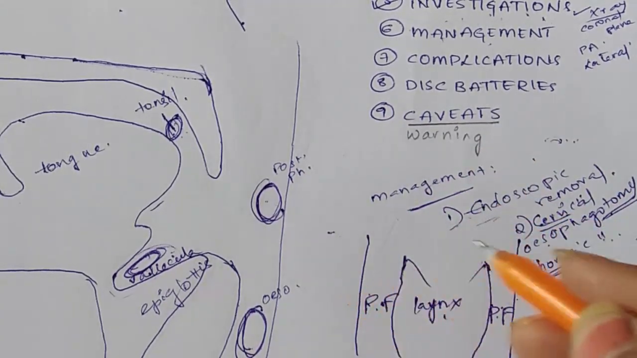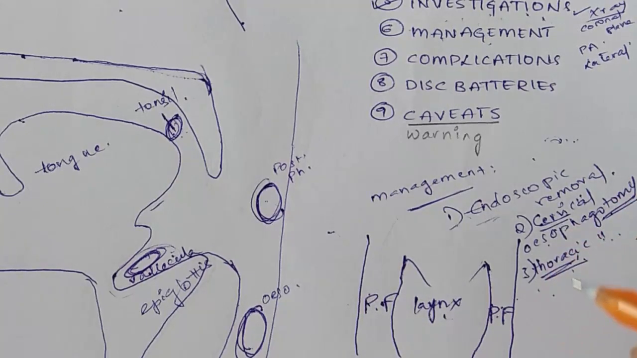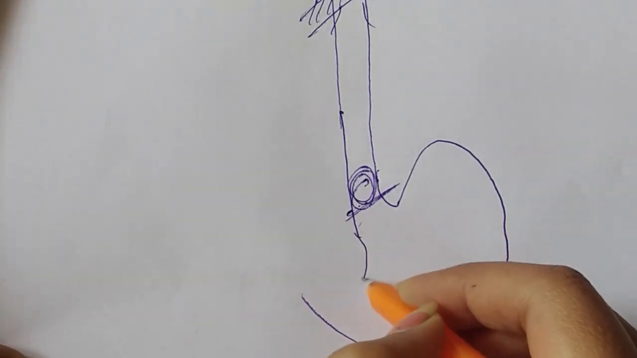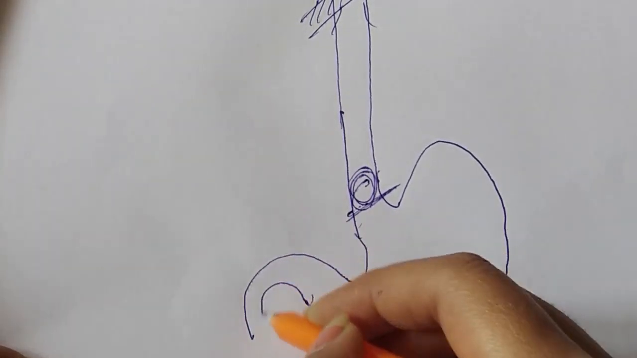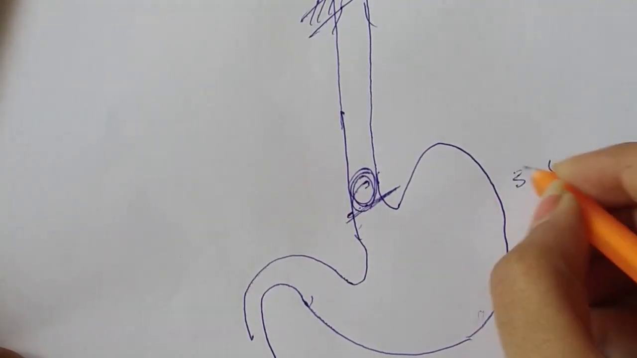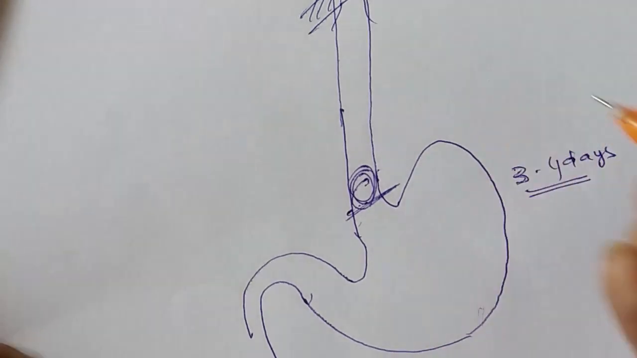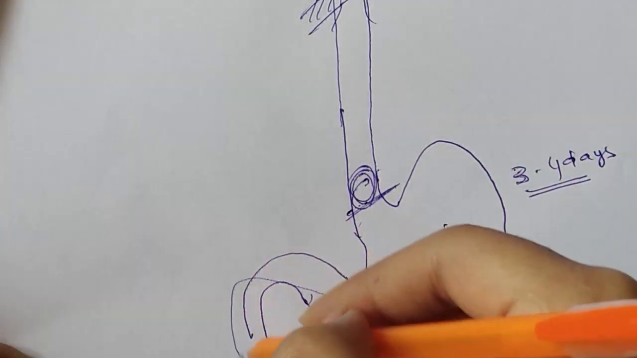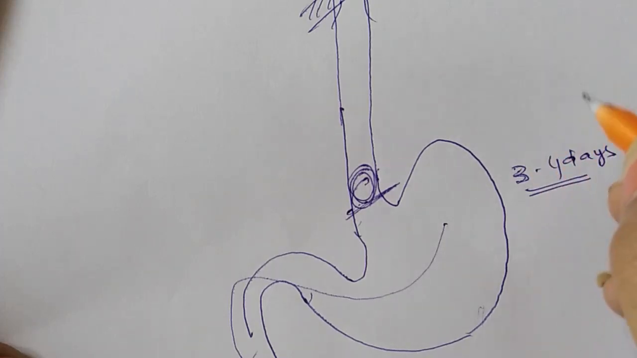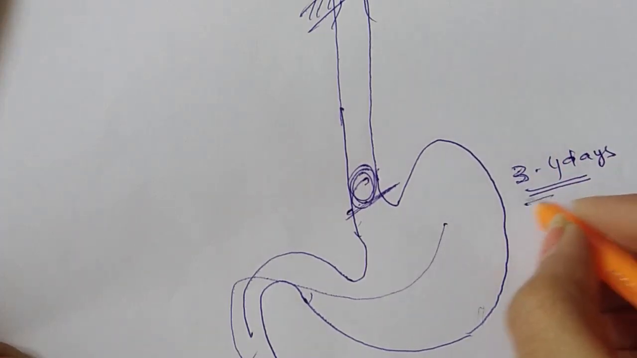Or it is not present in the esophagus, it has passed through the esophagus into the stomach. It has entered the stomach and is reaching the duodenum and further down. So we will leave it like that. Normally the foreign body will pass easily. If it is a small foreign body and not a sharp one, it will easily pass out through the feces. So feces have to be checked every 3 to 4 days.